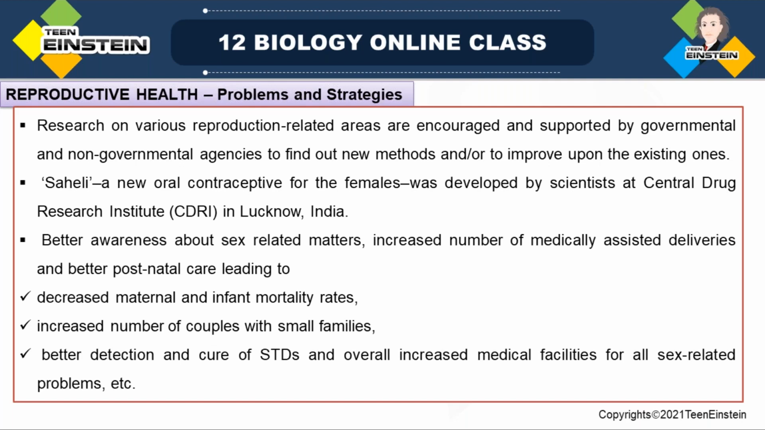Okay. Then, hope you have heard about Saheli. Saheli is a contraceptive for females. This was developed by scientists at the Central Drug Research Institute, which is located at Lucknow. So a group of Indian scientists developed Saheli, which is an oral contraceptive for females. It was developed at the Central Drug Research Institute, CDRI, Lucknow.